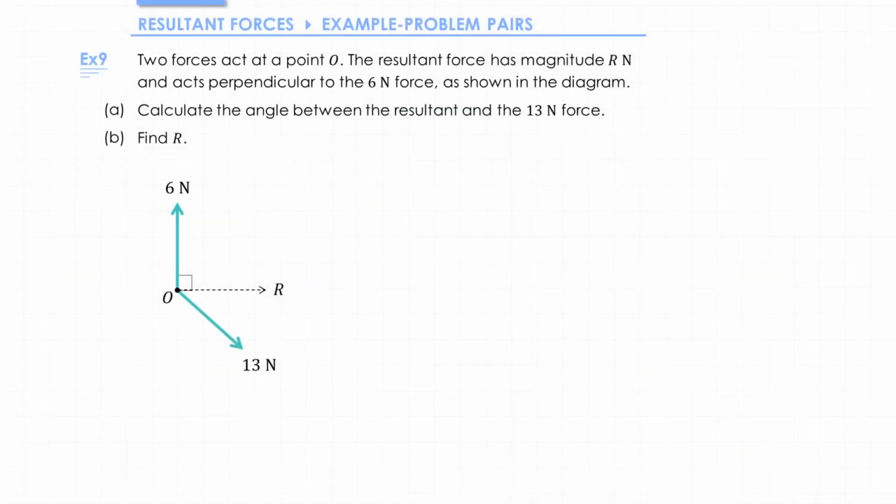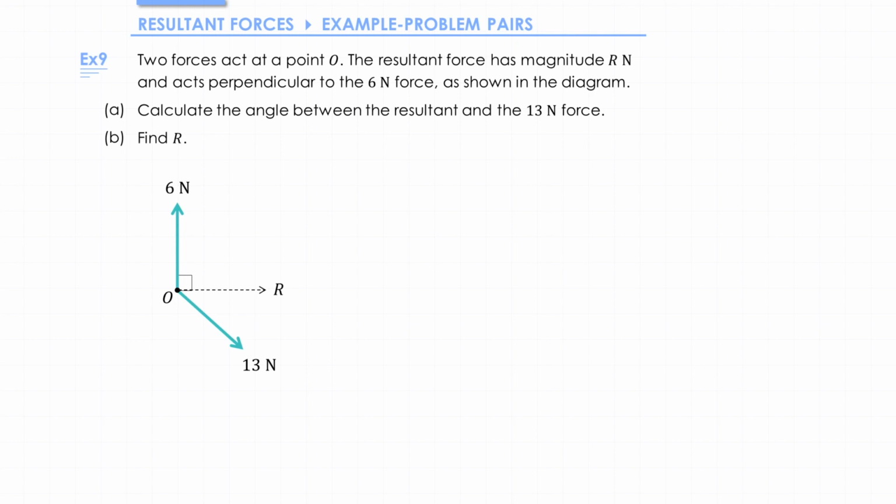Okay, in this example then we've got two forces acting at point O. The resultant has magnitude R and acts perpendicular to the 6 Newton force as shown in the diagram. And we need to calculate the angle between the resultant force and the 13 Newton force, and also find the value of the resultant force.